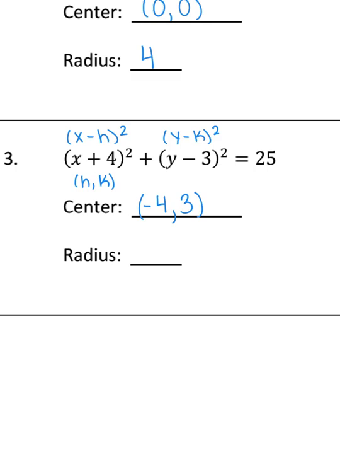Now once again, to find the radius, this is r squared, so we're going to have to take the square root, and the square root of 25 is 5, so that works out very nicely for us. So the radius of our circle is 5. Great job.